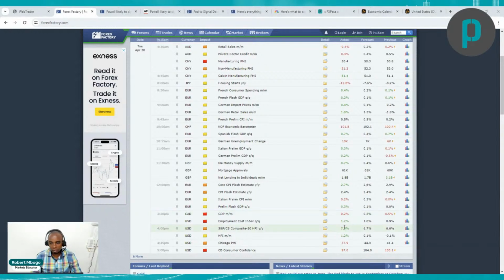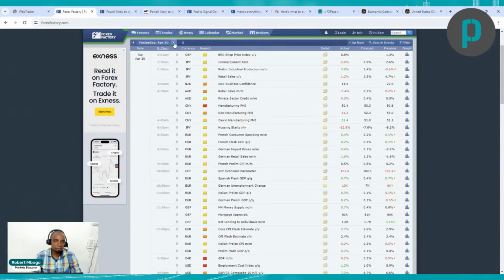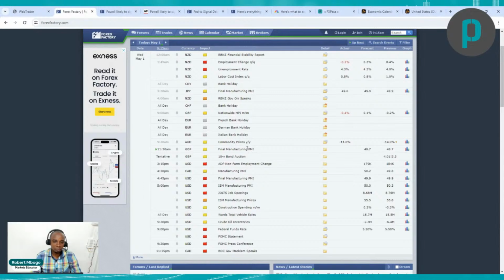And of course, the dollar also, the employment cost index strengthened the dollar. So we had two things playing out, and we'll see what happened on our charts. However, today being Wednesday, let's look at what we're looking at in the markets today.